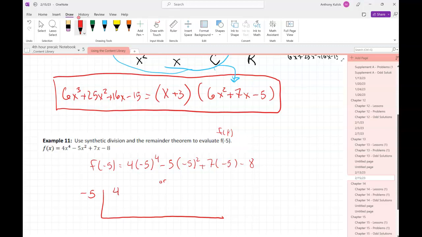Not -5. We've gone to x to the 4th, and then we have an x squared. What did we skip? Yeah, we need a 0 there. And then we can do -5, 7, -8. Everybody feel good here on the setup?